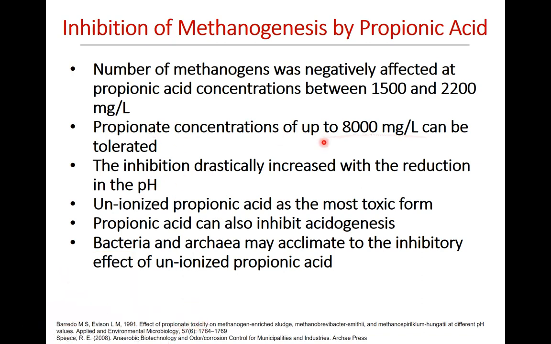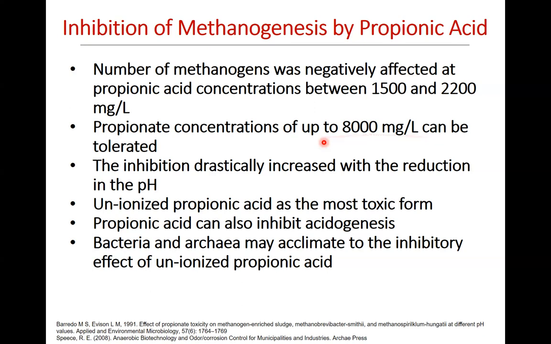Propionate concentrations of up to 8000 milligram per liter can be tolerated, which means that bacteria and archaea may be adapted to these high concentrations of propionic acid. Of course, the inhibition increases drastically with the reduction in pH, because the unionized form of propionic acid increases, and the unionized form is the most toxic form of propionate inside the digester.